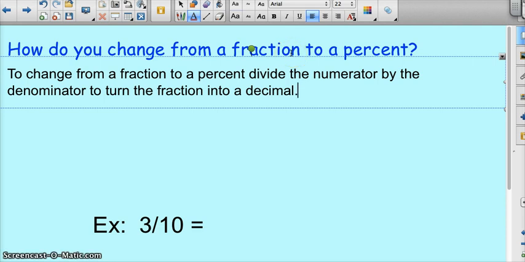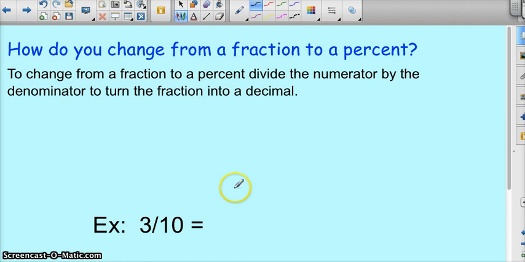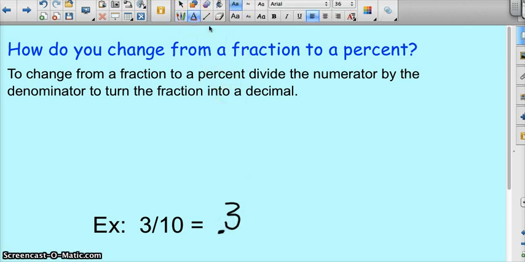So I'm going to come down to my example. There's two steps here. If I were to take my calculator and take 3 divided by 10, it would tell me the answer was 0.3. That's step one. Here's the problem. That's not a percent. We've got to convert it to a percent. So how do we take this decimal and turn it into a percent?